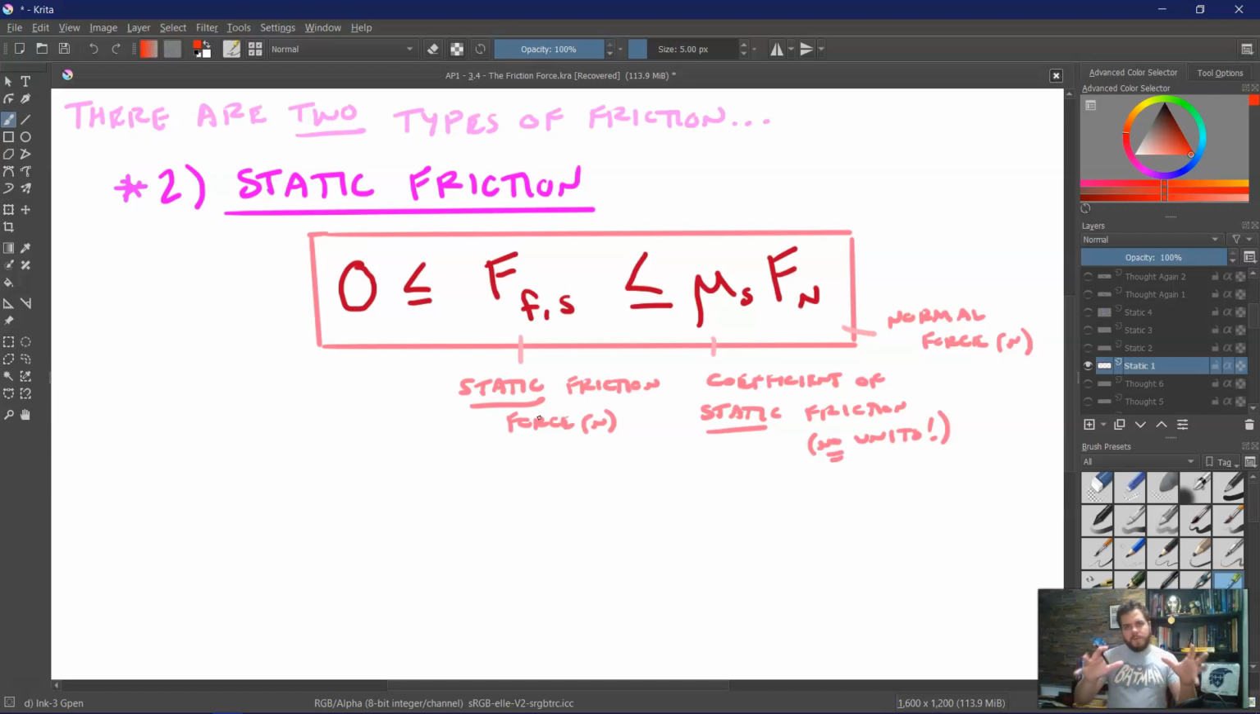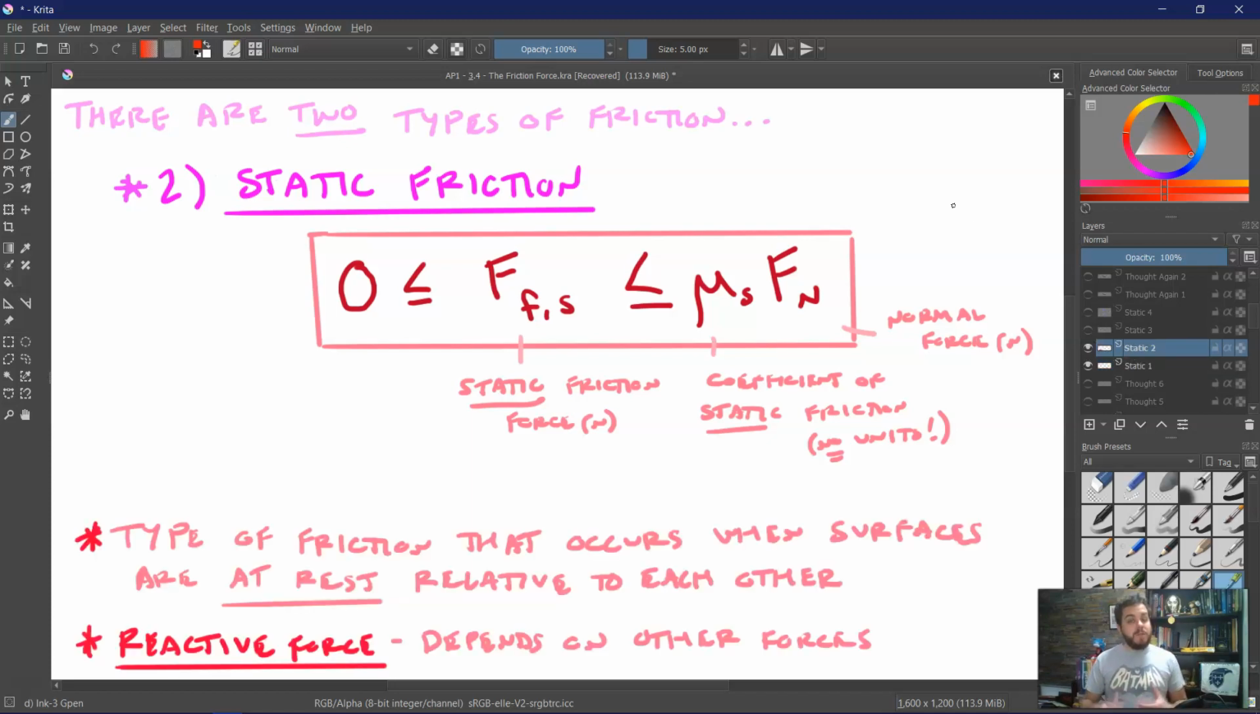Now this looks a little complicated, so let's go through the details step by step, this whole equation here. And really the big thing though is, first off, static friction, unlike kinetic friction, is saying that there is no motion involved. This is the friction force that occurs when surfaces are trying to slide past each other, but they're at rest relative to each other.